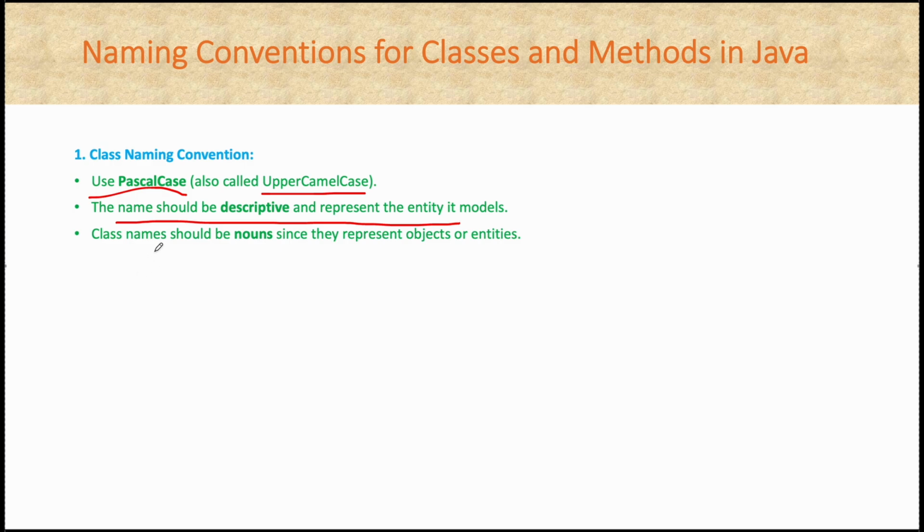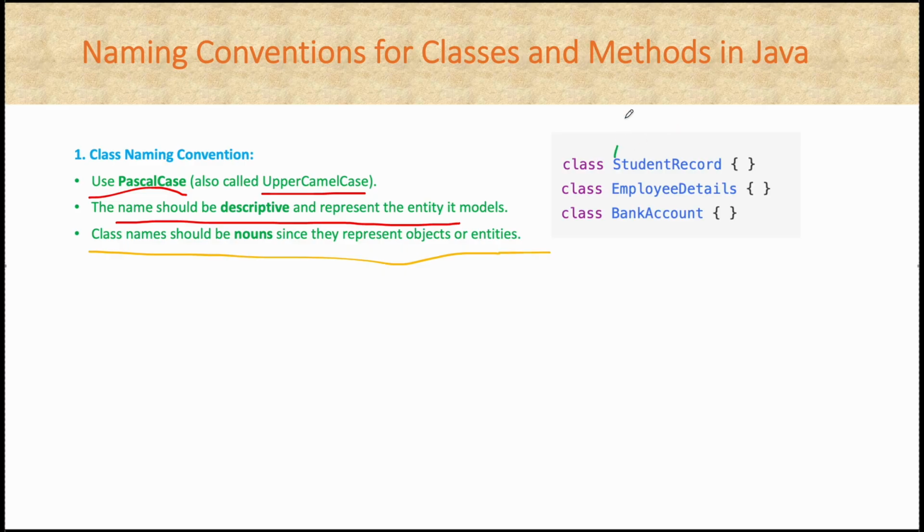Class names should be nouns, since they represent objects or entities. See, the first letter of each word is in capital. This is called Pascal case. When you create your own class, the name of the class should be such that the first letter of each word is in capital. This is called Pascal case.